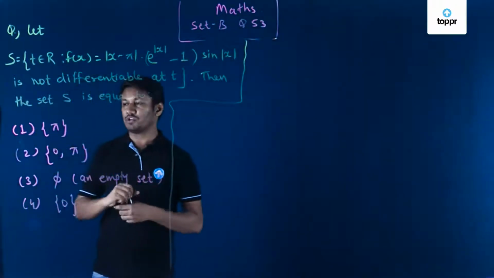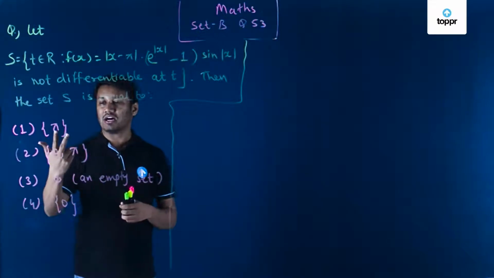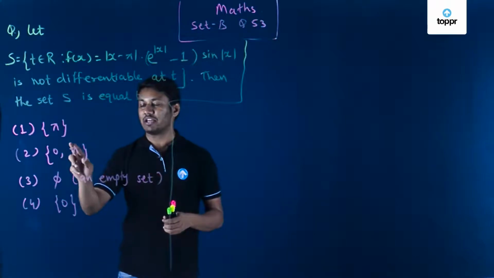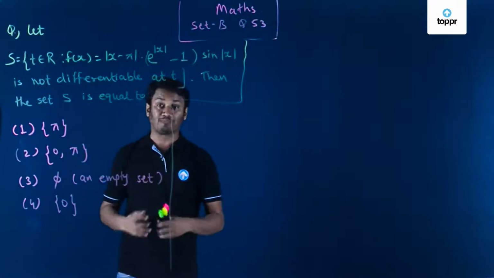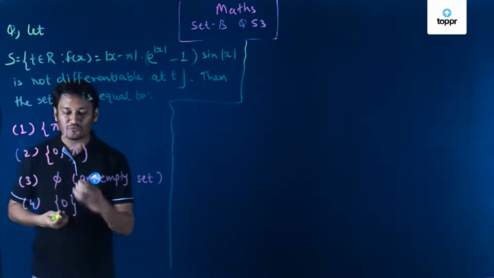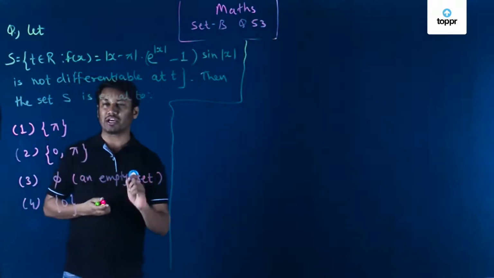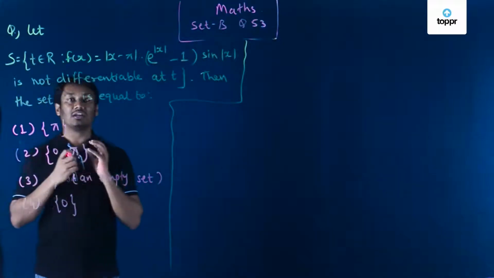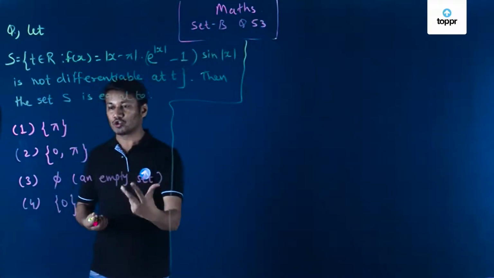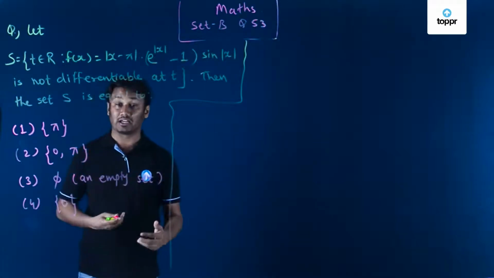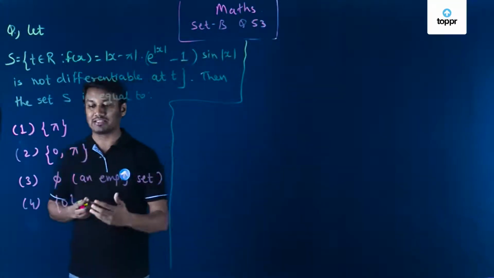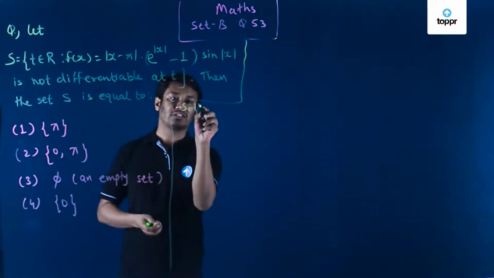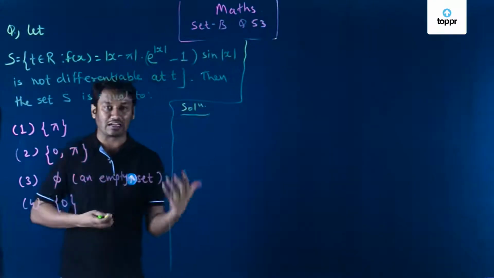You can look at the options. For example, option number 1 says the set will include only one value, that is pi. Option number 2 says it will include two values, 0 and pi, and so on. So by looking at all four options, one thing is clear, that we have to check the differentiability of the given function at 0 and pi. If it is not differentiable at any of those points, then those will be included in the set. If it is differentiable at both the points, then the set will be an empty set. So let us do this question. It becomes a very straightforward question once we know what exactly we have to do.